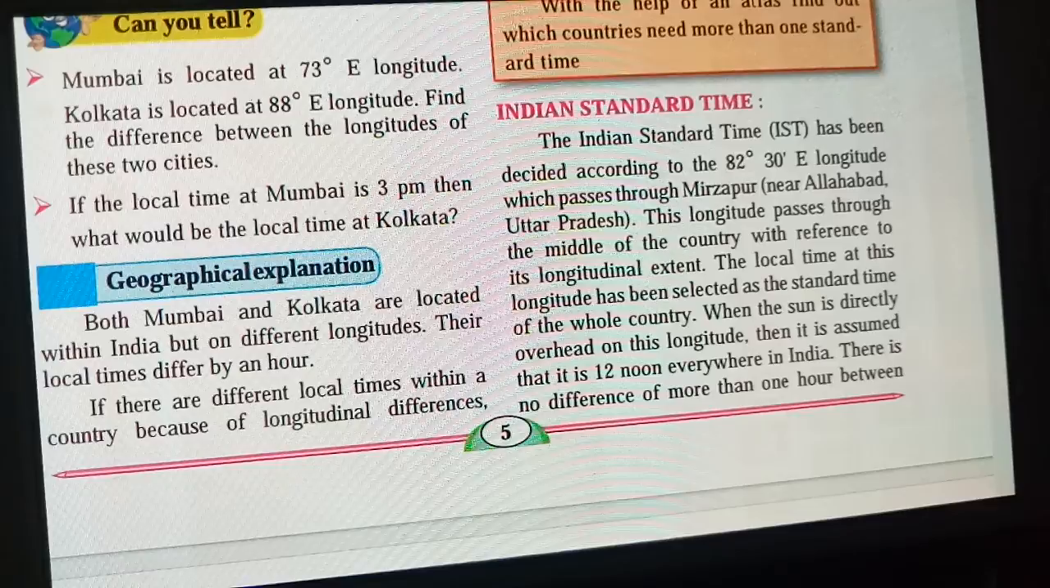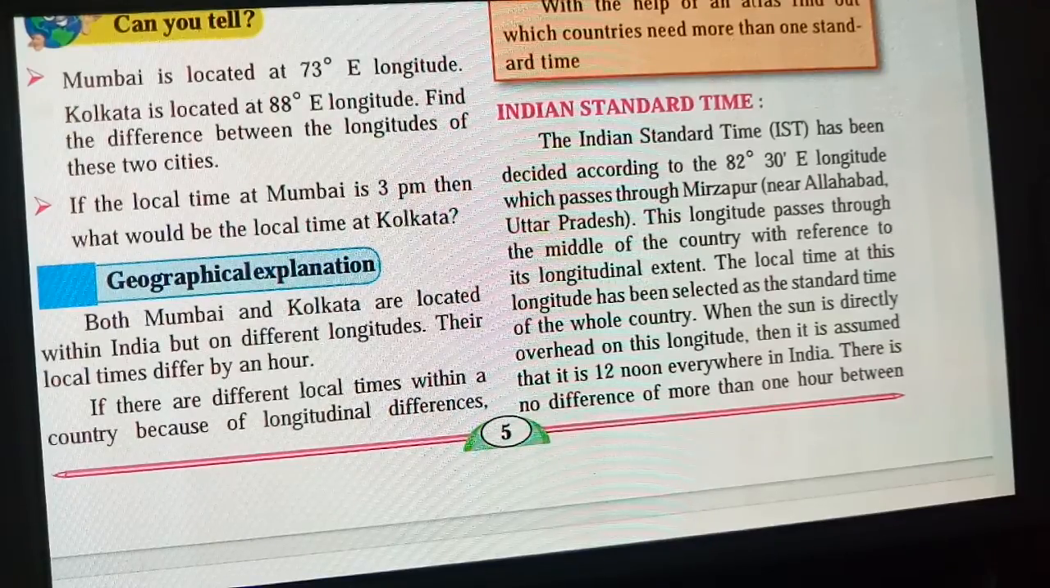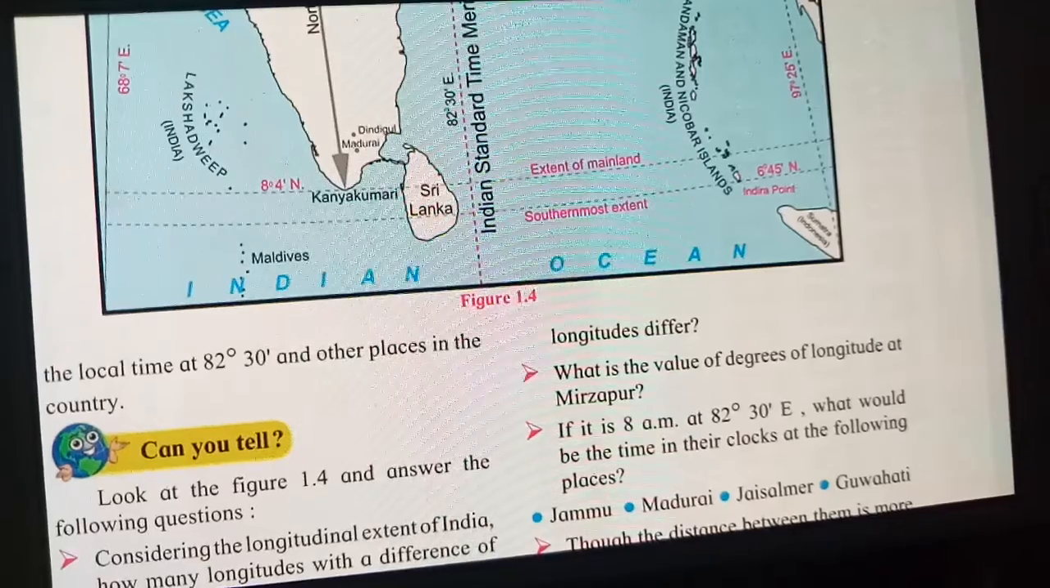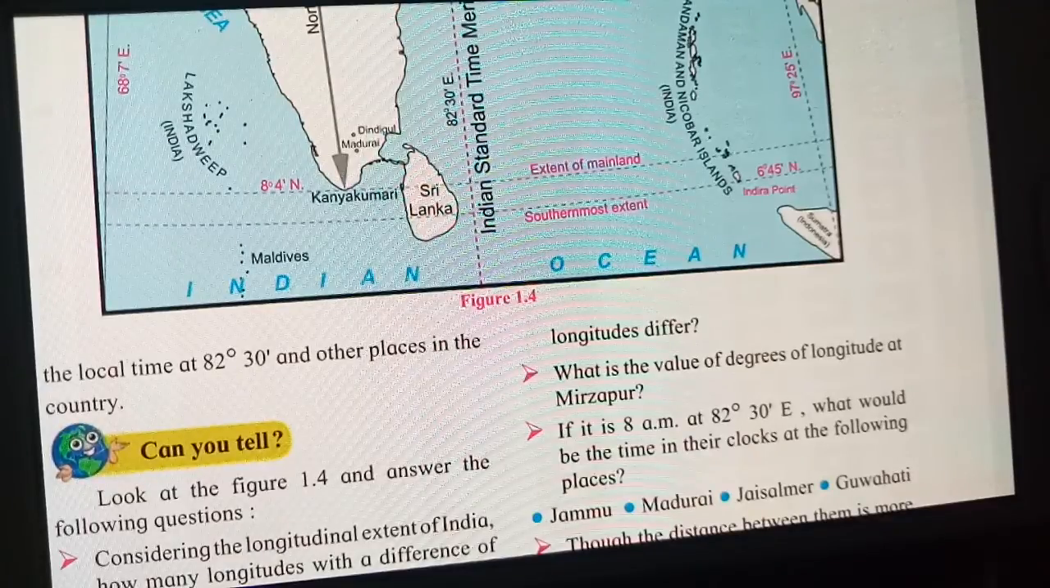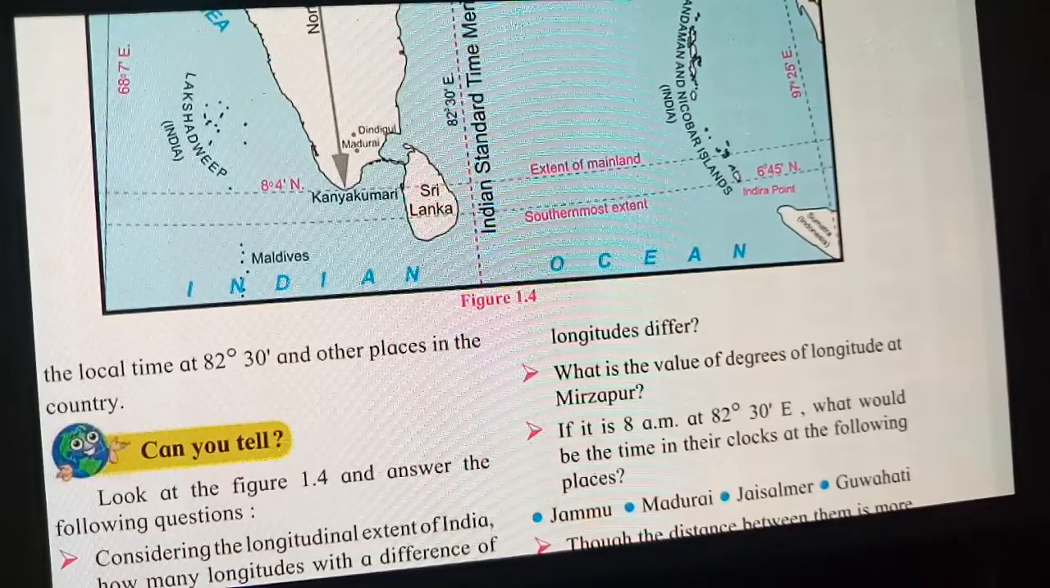When the sun is directly overhead on this longitude, meaning when the sun rays are falling on that longitude, they are not getting proper darkness over there. You will find there is noon over there. So it is 12 noon everywhere in India. Why? Because that is the Indian Standard Time. The sun rays are falling directly onto it. There is no difference of more than 1 hour between the local time at 82 degree 30 minutes and other places in the country. So look at this diagram, look at this map.